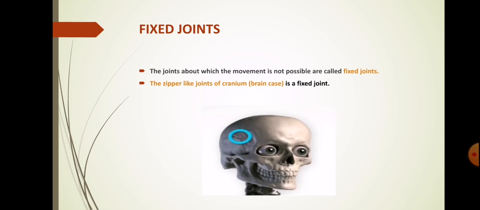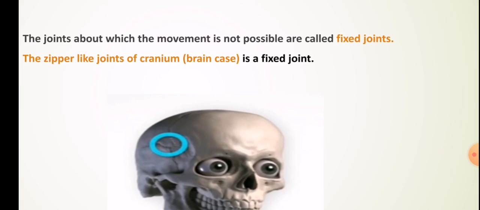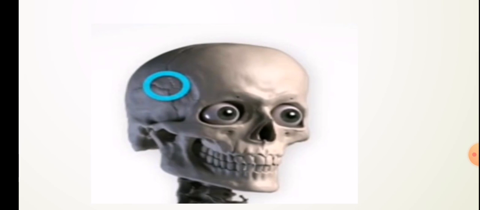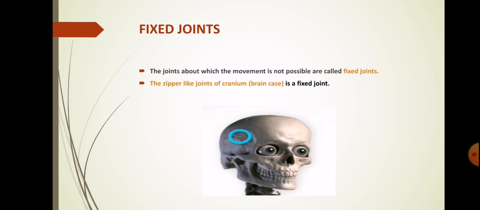If you talk about our brain case, that is called the cranium. This cranium has fixed joints; they are not movable. Now if you look at the picture, the blue circle is nothing but a fixed joint, the zipper-like joints of the cranium. It is also called a fixed joint or an immovable joint. These joints are present in the skull. Skull here means the cranium.